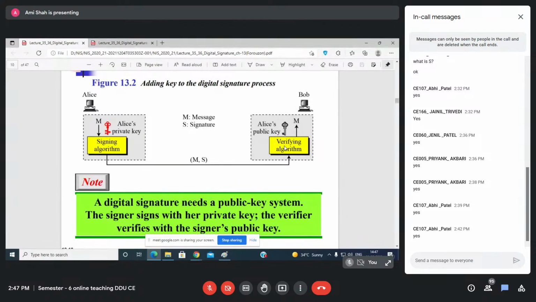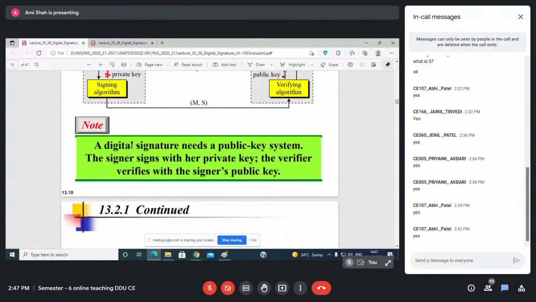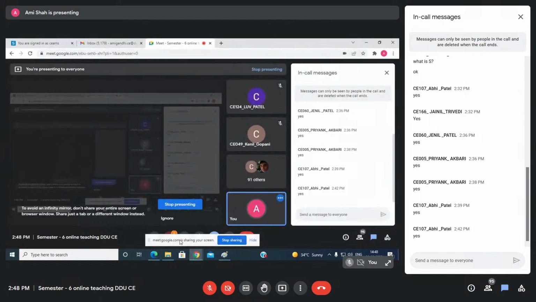Now my question is, first read this point: a digital signature needs a public key system. The signer signs with her private key, and the verifier uses the signer's public key. All of you know that. Now, one question I want to ask: can we use a symmetric key to both sign and verify a signature? All of you know the symmetric key concept, right? Please write down in the chat window. Again, I repeat, can we use a symmetric key to both sign and verify the signature?